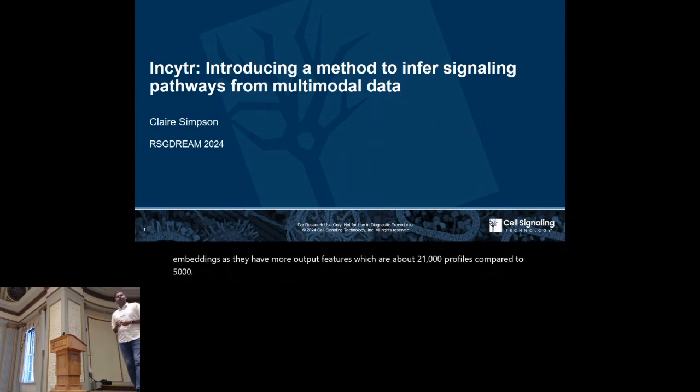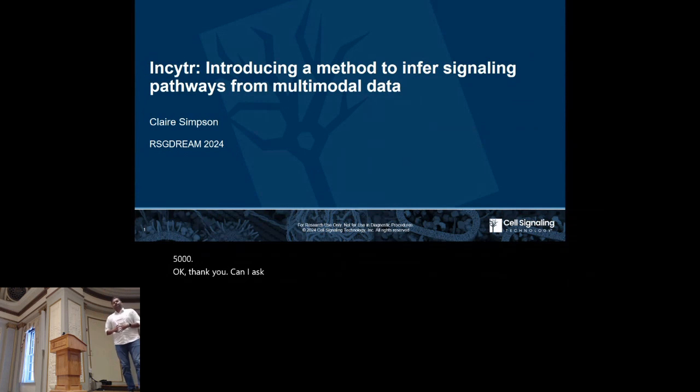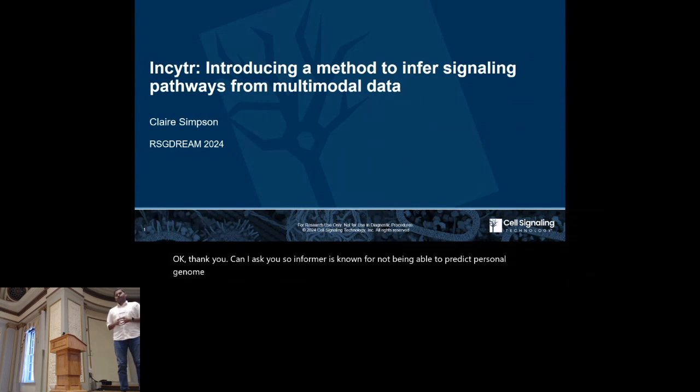Thank you. Can I ask you? Sure. So, Informer is known for not being able to predict personal genome variation and its impact on expression, but Katie Pollard recently had a preprint called Performer, which uses Informer but fine-tunes it on personal genotype and matched expression. Have you tried to look at where your MPRA-NN would stand with respect to that? Not yet, but we will also take that into account and make a comparison.